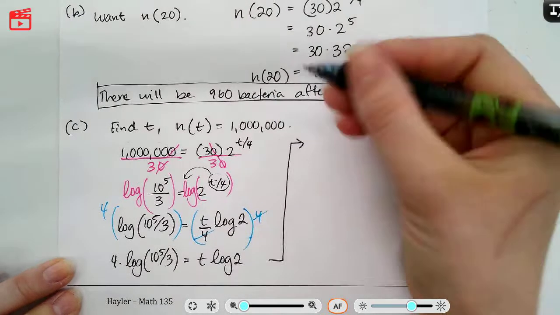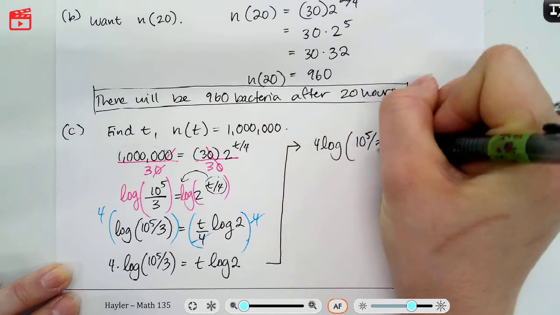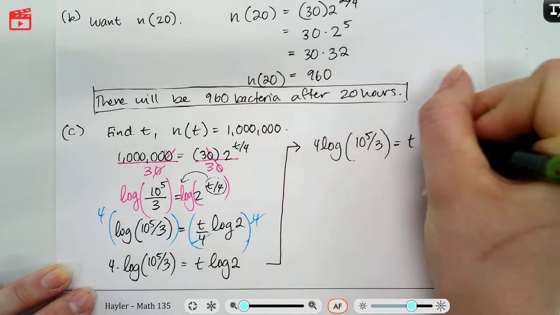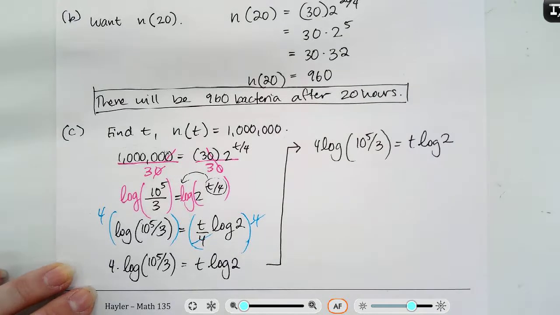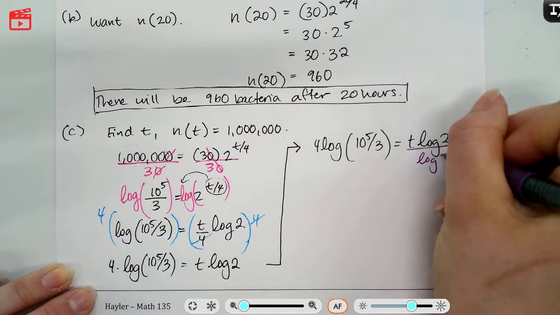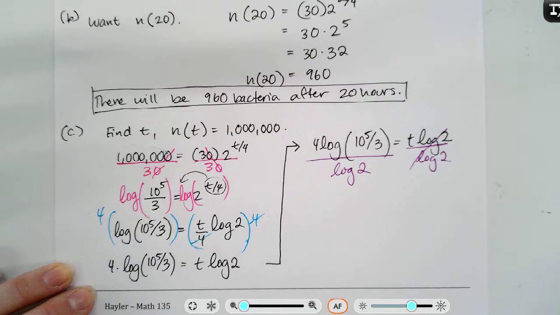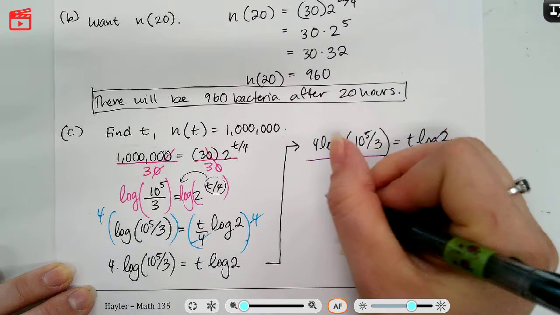Let's continue. And last thing, we're going to get that log 2 to the other side. Let's divide by log 2. And voila, our t is by itself.